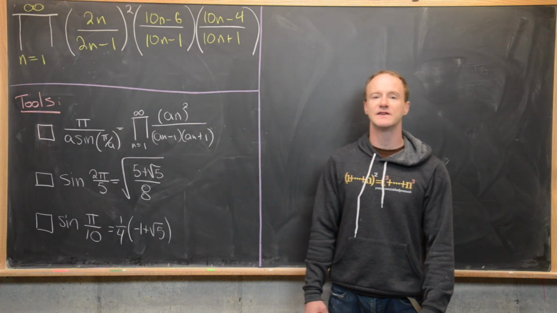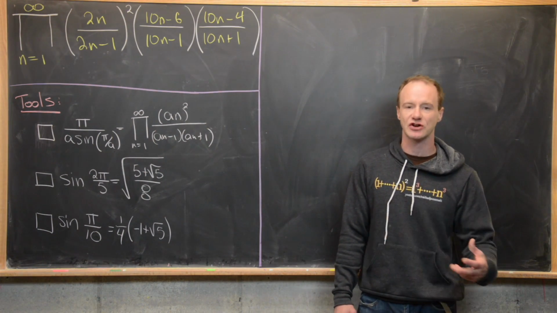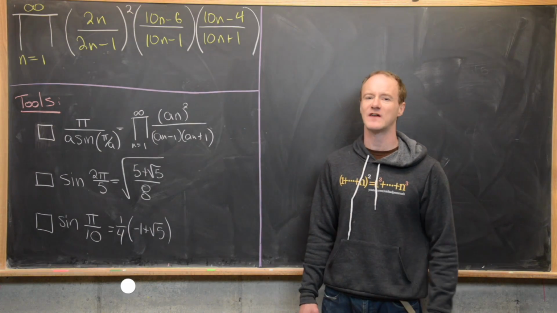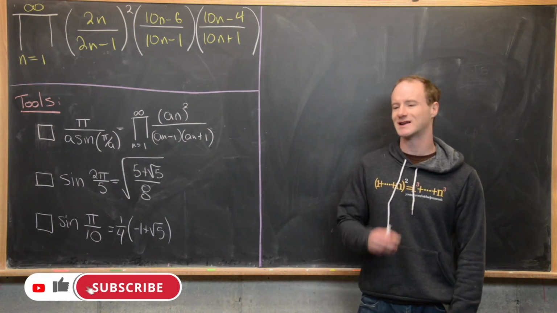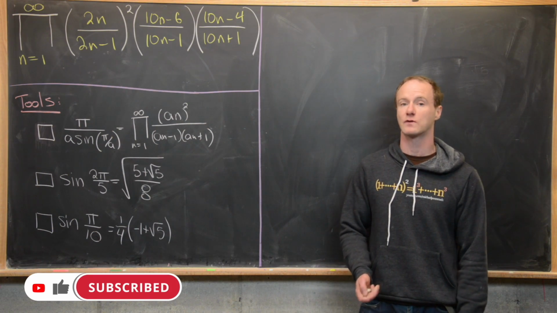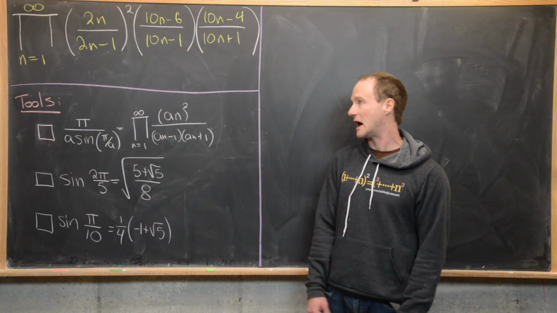Here we're going to look at a nice infinite product which can be seen as a generalization or maybe in the same family as the Wallis product. So let's just recall that the Wallis product is a famous infinite product representation involving pi.